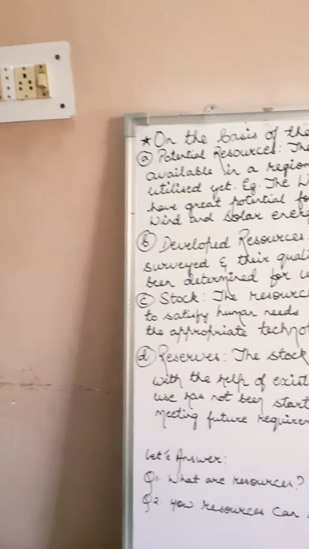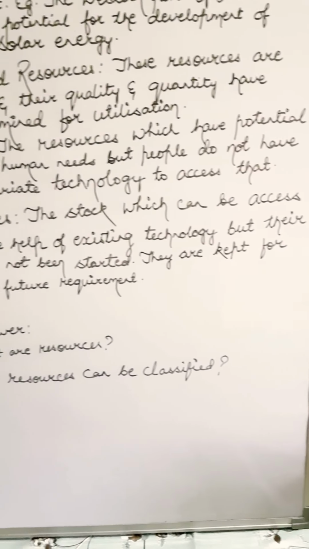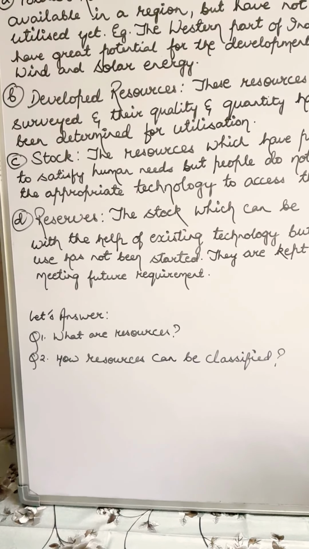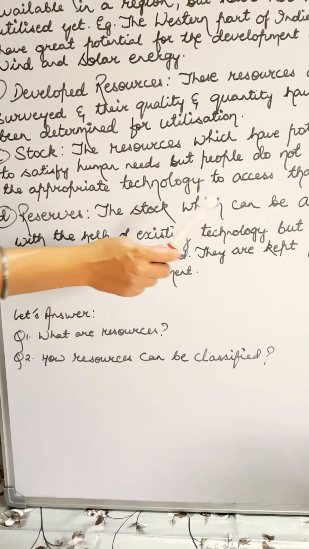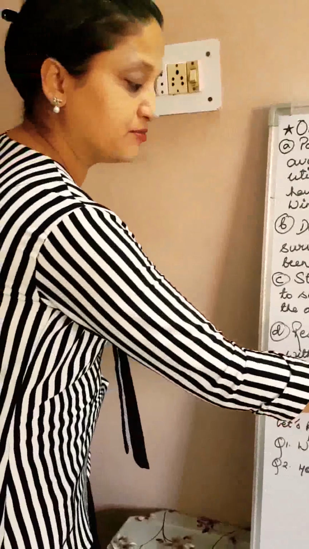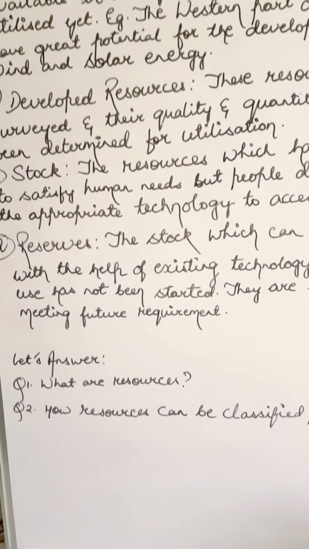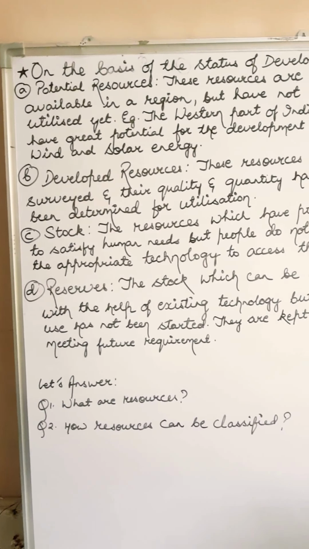Like you have something reserved every time, you will be having one or the other thing reserved for future uses. Reserves are the stock which can be accessed with the help of existing technology, means we have the technology to access that resource, but their use has not been started. We are not using it. They are kept for meeting future requirements. You are keeping it for meeting the future requirement.